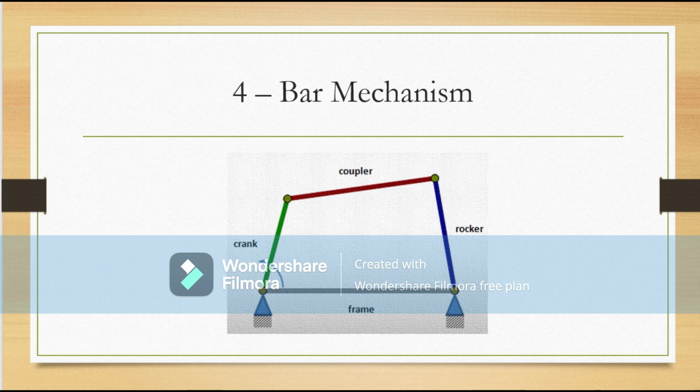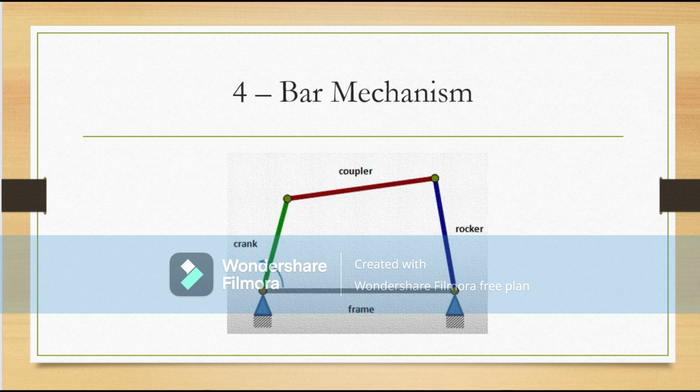A 4-bar linkage, also known as a 4-bar mechanism, is a type of kinematic linkage that consists of 4 rigid bars connected by joints or pairs. It's like a closed loop and exhibits a range of motions and mechanical advantage. 4-bar linkages are widely used in various applications such as machinery, robotics, and automobiles to achieve controlled and predictable movement, including rotation, translation, and oscillation.